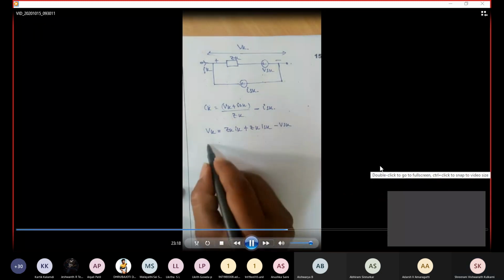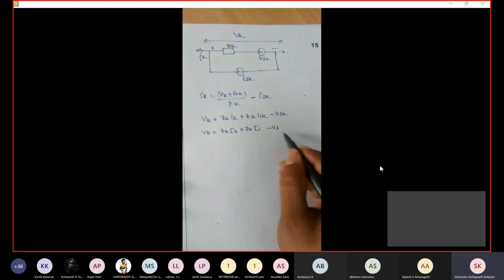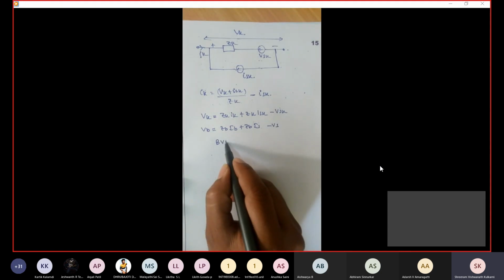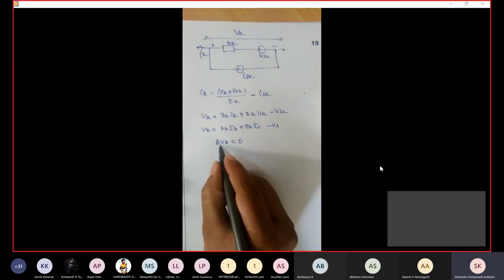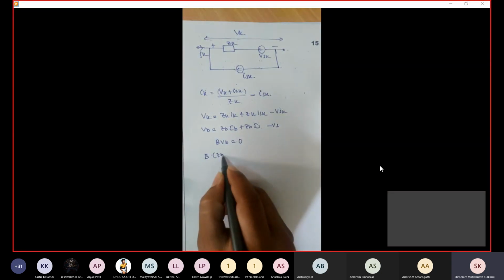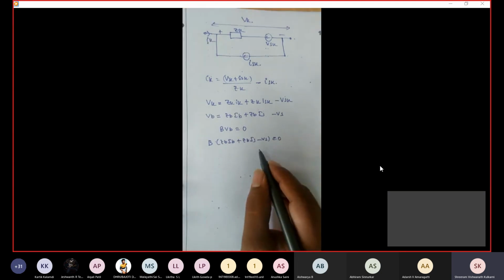In matrix form, Zb Ib plus Zb Is minus Vs. This Vsk is Vs in matrix form. Now we know KVL equations can be written as B into Vb equals to 0. I can write B into this Vb, B into Zb Ib plus Zb Is minus Vs equals to 0. Fine.